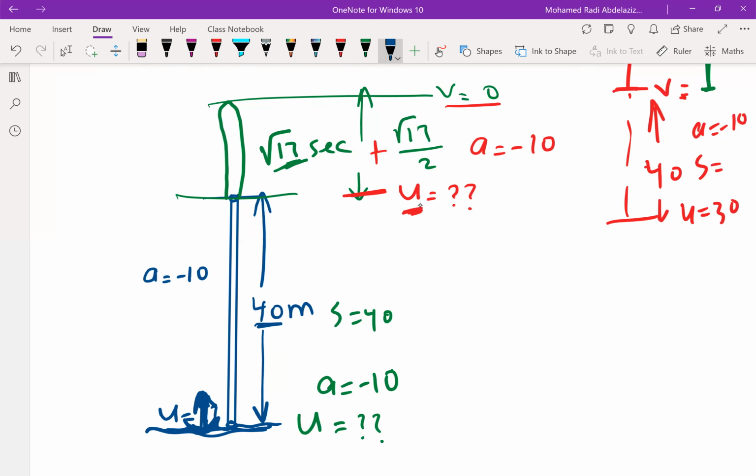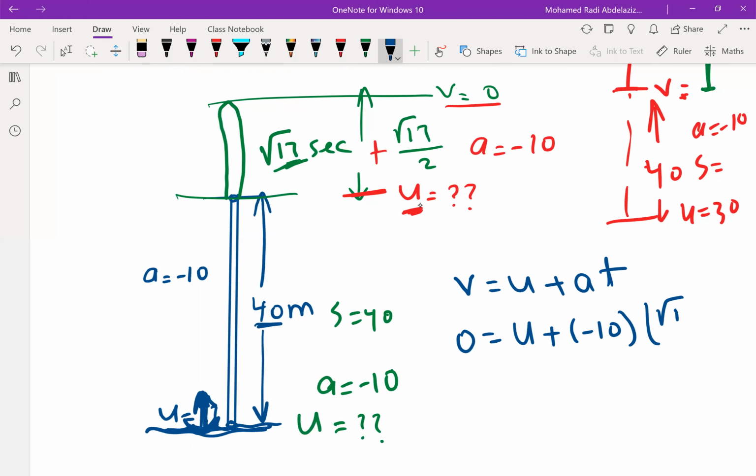If we write the equation V equals U plus AT, the final velocity is 0, the initial velocity is not given, acceleration is -10, time is 17 divided by 2. You can find the initial velocity, which will be 5 root 17. I will use it now as the final velocity in this part. The final velocity in this part is 5 root 17.